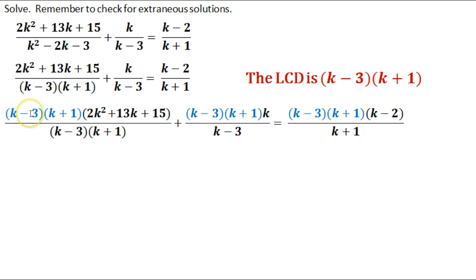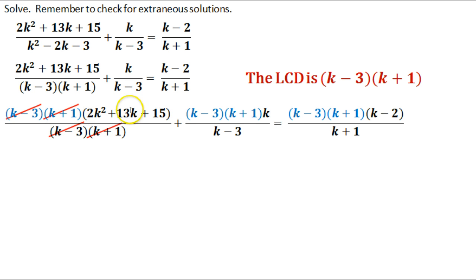I notice I've got a k minus 3 on top and a k minus 3 on bottom. I can cross both of those off. And what you'll start to notice here, we got both of those gone. The next one, I've got a k plus 1 on top and a k plus 1 on bottom. Because it's the entire quantity, I can cross those off. What you're going to notice here is we're going to get rid of all of these denominators, which is great if we can multiply all of the components by that lowest common denominator. That's the whole purpose. We get rid of all those fractions.